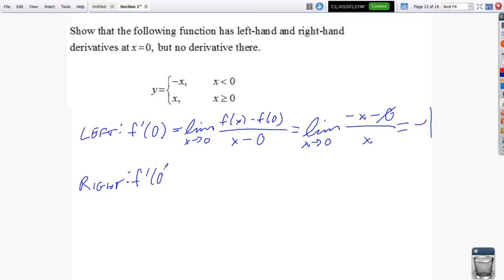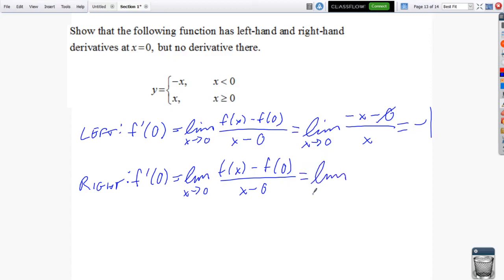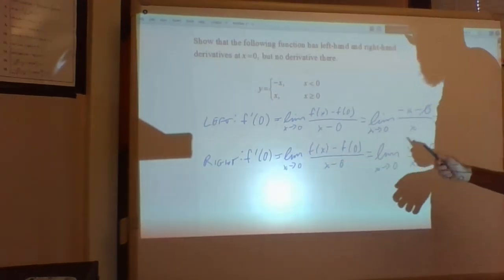For the right derivative, we're going to have the exact same expressions right here. Limit as x approaches 0 of f of x minus f of 0 all over x minus 0. The one difference here, now the right derivative is going to be for x greater than or equal to 0, so it's going to be at that x. So this is going to be the limit as x approaches 0 of x minus 0 over x minus 0. Pay no attention to those zeros. This ends up being 1. So the left derivative is -1. The right derivative is +1.